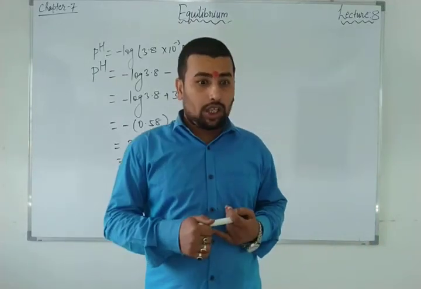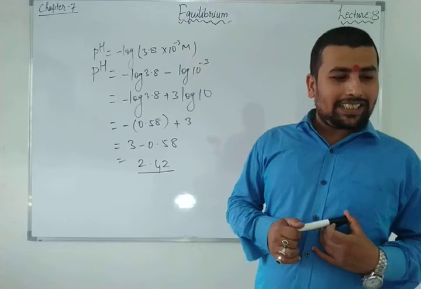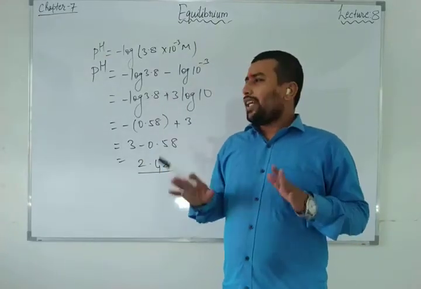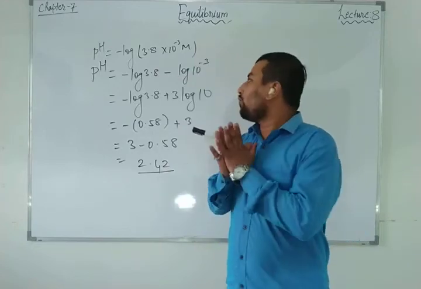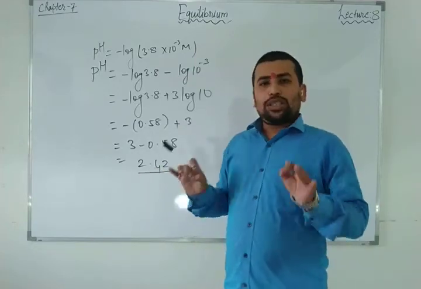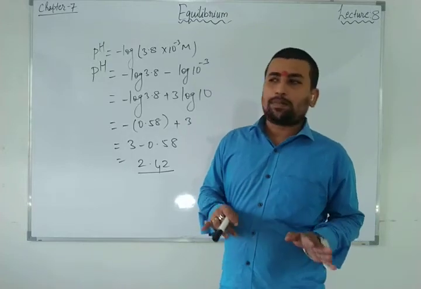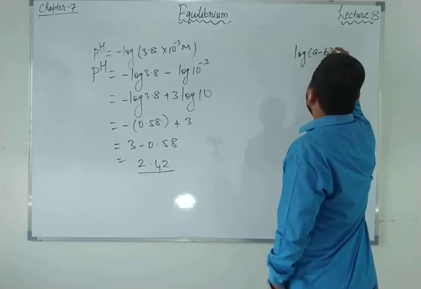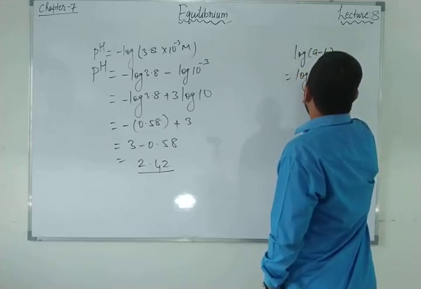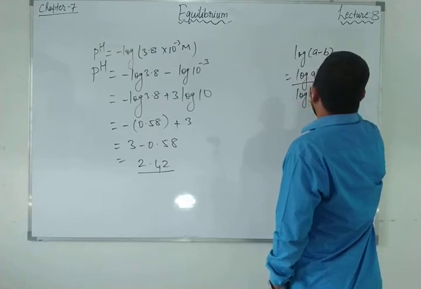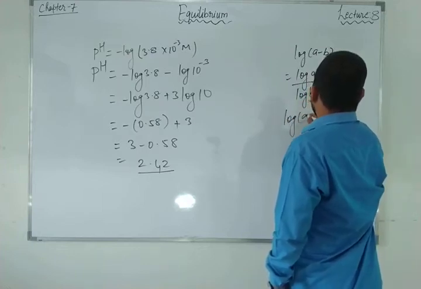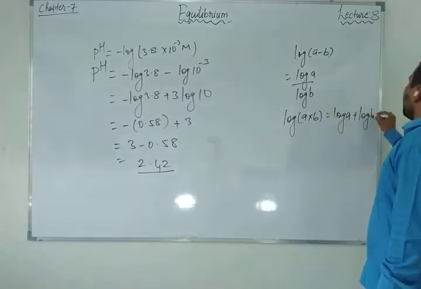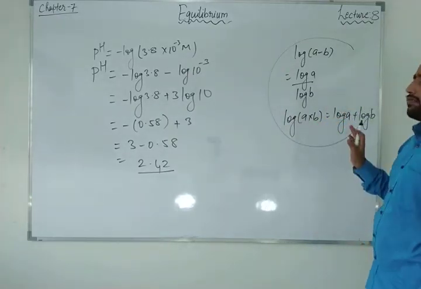How to see the log value is a little bit difficult, but I hope your physics taught you how to see that in the log table. If you know how to use the log table, then it's very easy. Just remember that log A by B is equal to log A minus log B, or log A into B is equal to log A plus log B. Remember these formulas, nothing else.